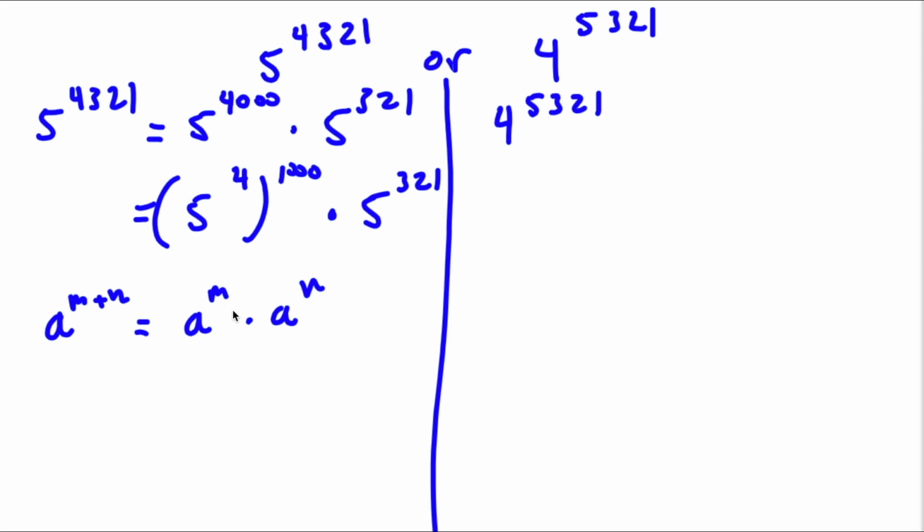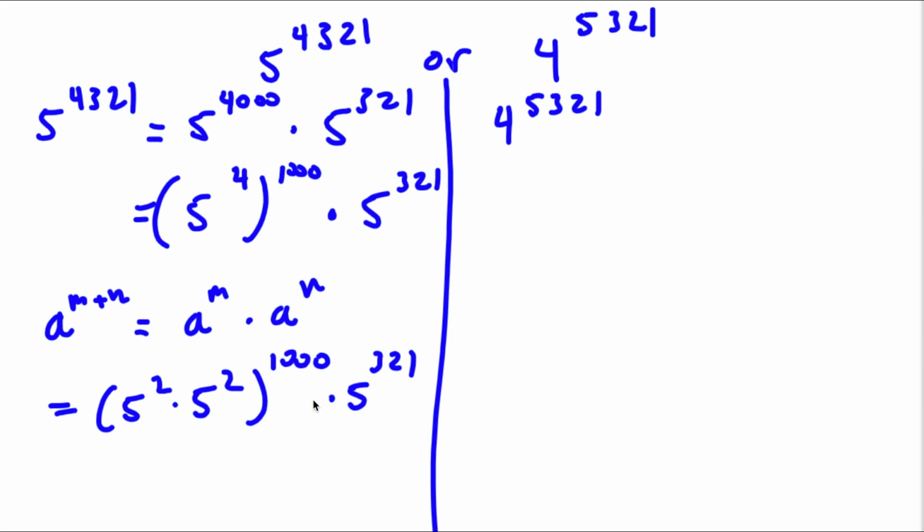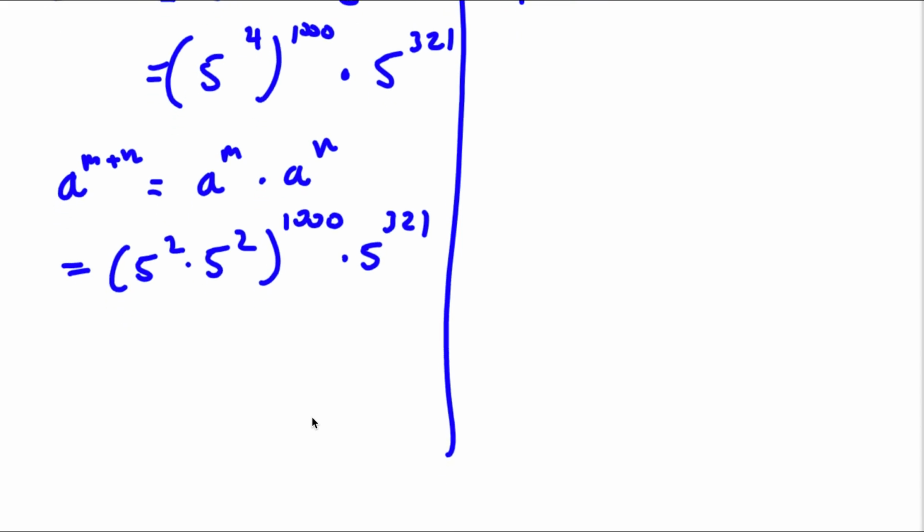So now I could also rewrite this as 5 squared times 5 squared, because 5 to the power of 4 is the same as 5 squared times 5 squared, to the power of 1,000 times 5 to the power of 321. Now 5 squared times 5 squared is 25 times 25, which is equal to 625. So I have 625 to the power of 1,000 times 5 to the power of 321.